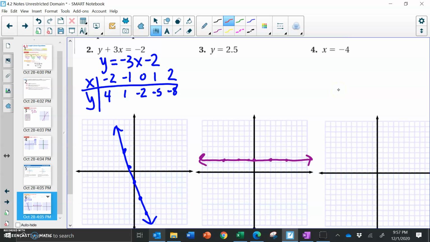For the equation x equals -4, that's going to be a vertical line that hits the x-axis at -4. So we'll start by plotting the x-intercept, where the line is going to hit the x-axis. I'll add a couple more points in each direction to help me make my line nice and straight. And then I will connect the dots with a straight line and arrows on the end.